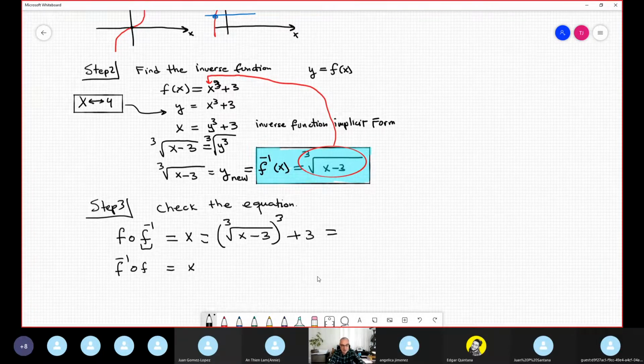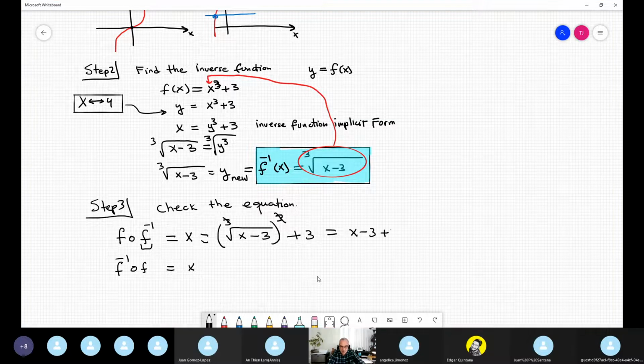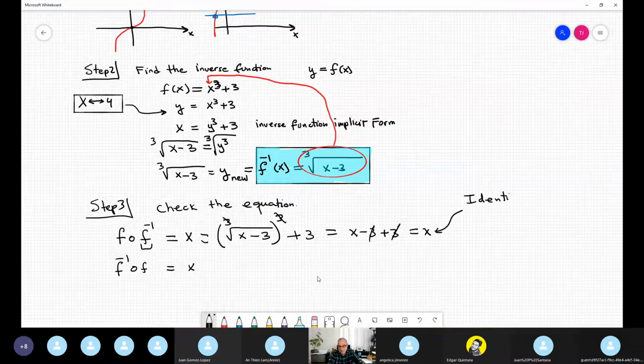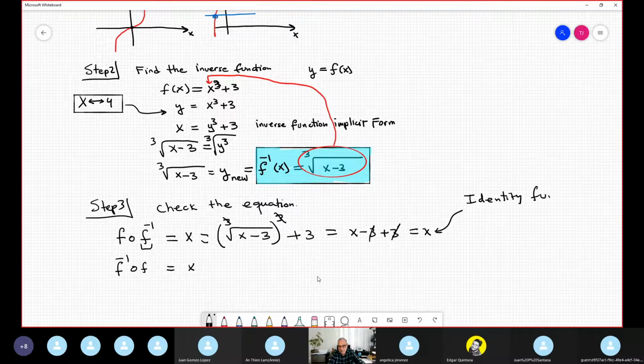So basically, I put the inverse function inside the original function. And you know that the cubic power and the cubic root cancel out, so x minus 3 plus 3 cancels out again, it is x, the identity. This function is called the identity function, because the x value and the y value are the same.